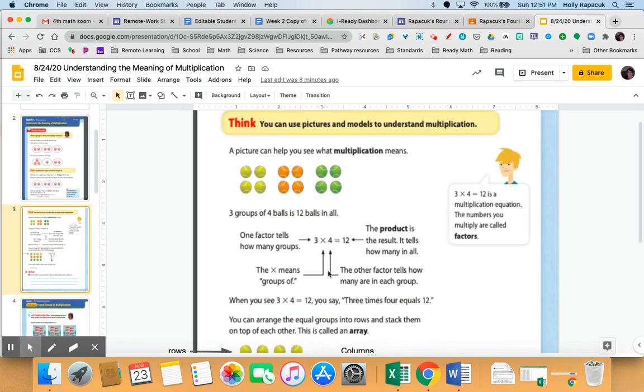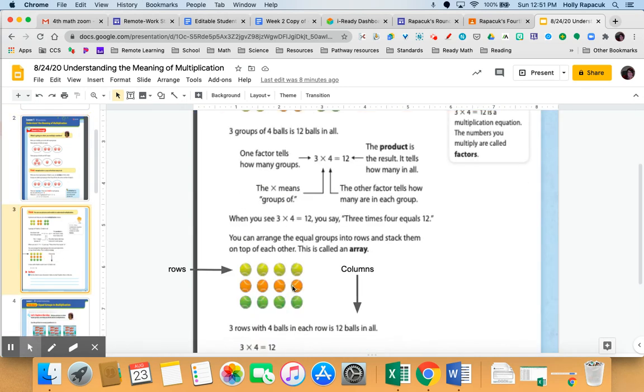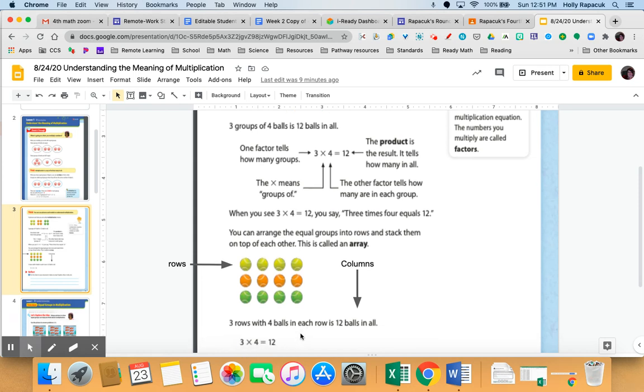So here are our arrays. You can arrange the equal groups into rows and stack them on top of each other. This is called an array. Remember, rows go across and columns go up and down. So we have 3 rows of 4 balls in each row, 12 balls in all. 3 times 4 equals 12.